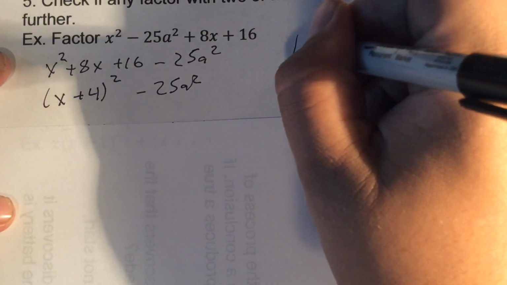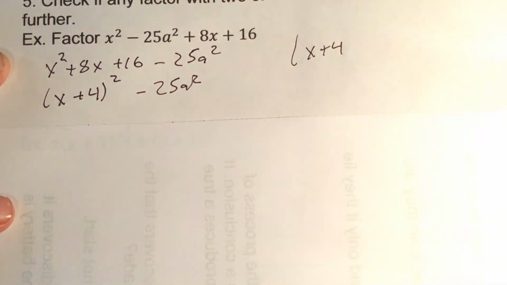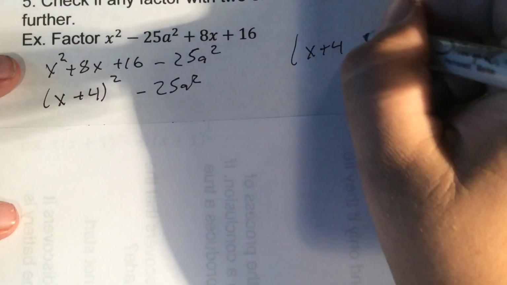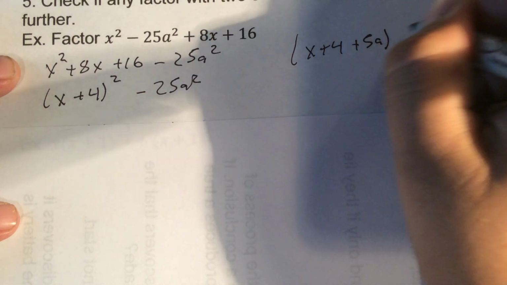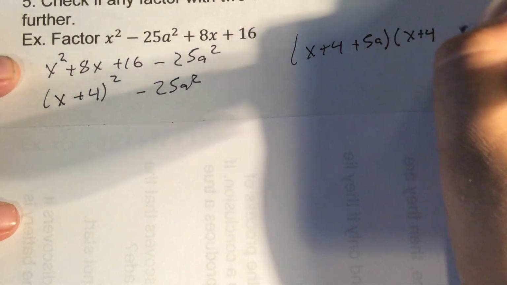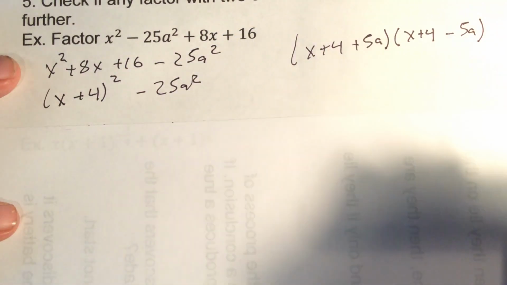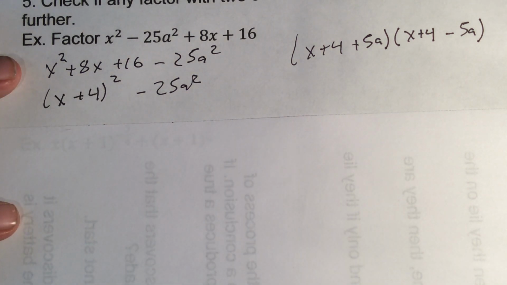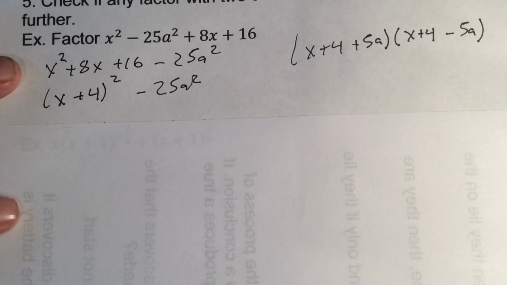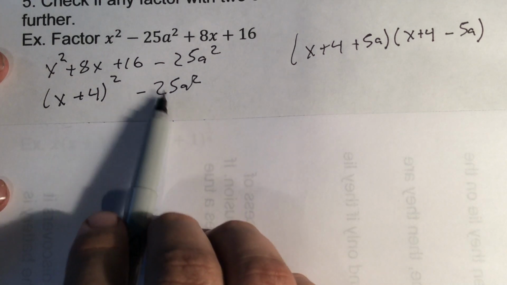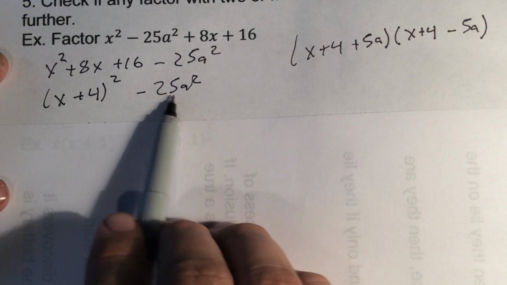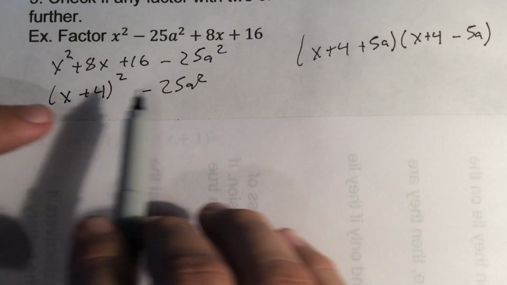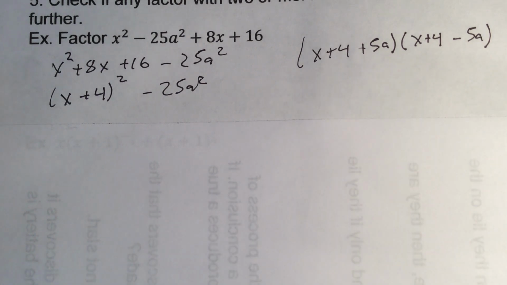So when I write this, I have x plus 4 as my first one. This here is really saying 5a being squared. So plus 5a, and then x plus 4 minus 5a. So this is the term that's squared, the x plus 4. And then 5a is really what's being squared back here, so difference of squares. This is the first term minus the second, first term plus the second over here.